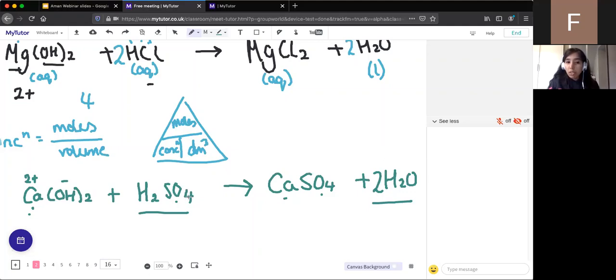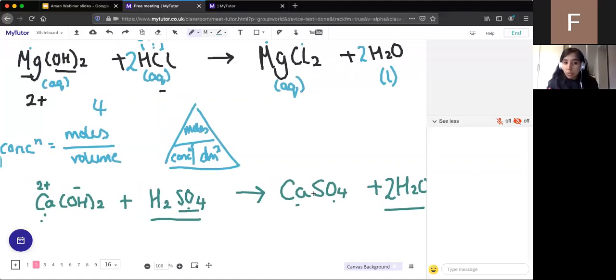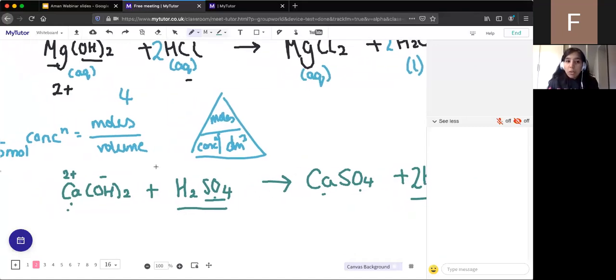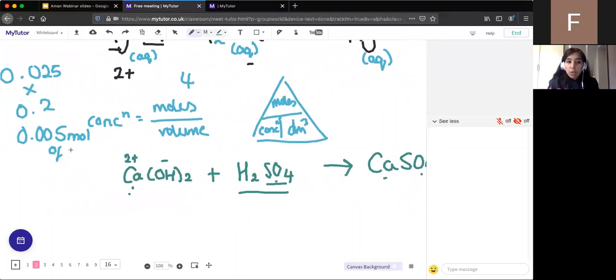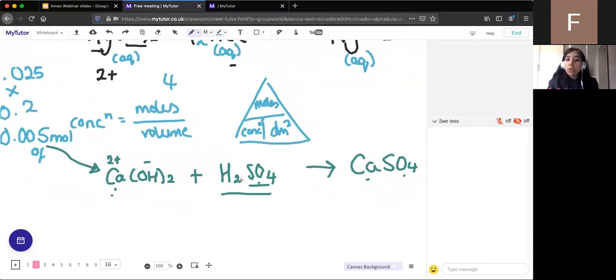Remember, the oxygens and sulfate we've already accounted for because we took sulfate as a whole ion, just like in the reactant and product side. Now we have a balanced equation. We said that the number of moles of calcium hydroxide was 0.005. So what are the number of moles of sulfuric acid then, using the balanced equation? So we've got 0.005 moles of calcium hydroxide. What are the number of moles of sulfuric acid?